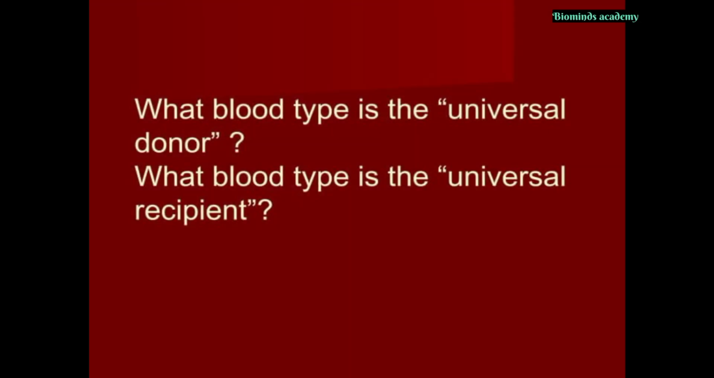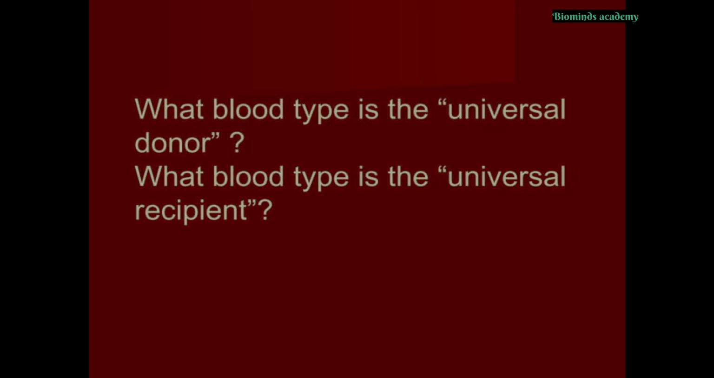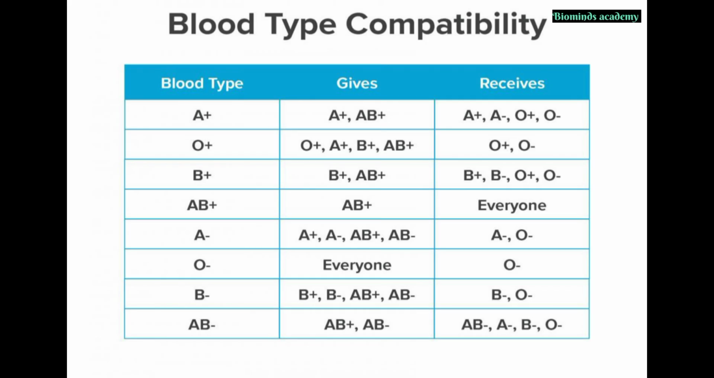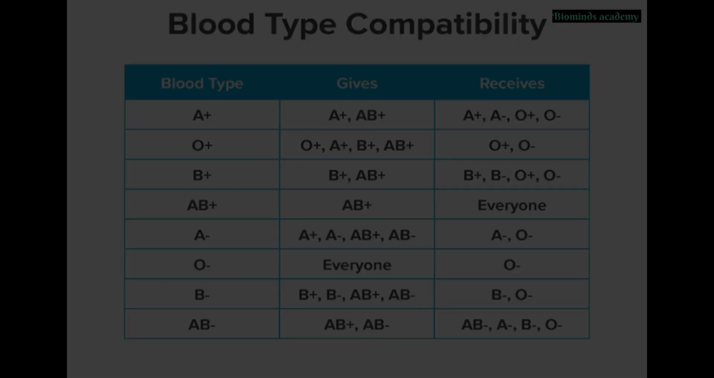Do you know which blood type is the universal donor and which blood type is the universal recipient? Let me tell you about this. A person having blood group A positive can give to A positive and AB positive persons, and a person with A positive blood type can receive blood from A positive, A negative, O positive and O negative. So this table is arranged, and the universal donor is O negative and the universal acceptor is AB positive, who can receive blood from all the blood grouped persons.